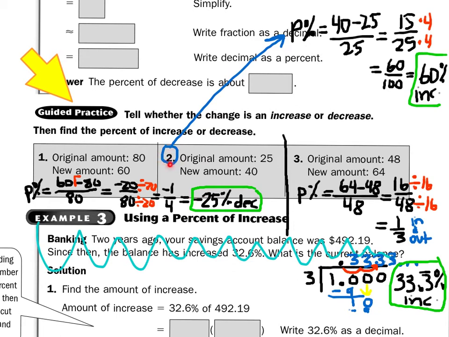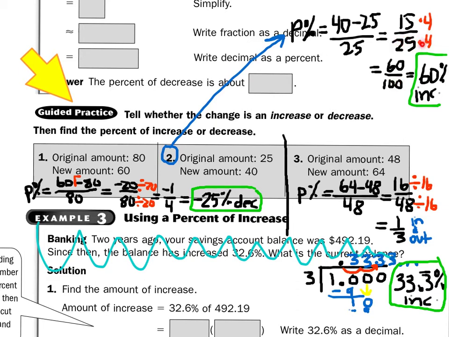Okay, take a look at number 2. Now I have to show my work up here, so follow along with me. The original amount was 25. The new amount is 40. So write the equation. The percent of change equals the new minus the original over the original. So that would be 40 minus 25 over 25. Well, I know that 40 minus 25 is 15, so I put 15 on the top, and then I just bring the 25 over.